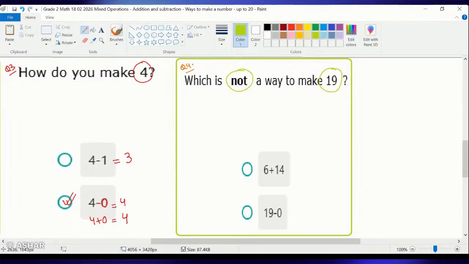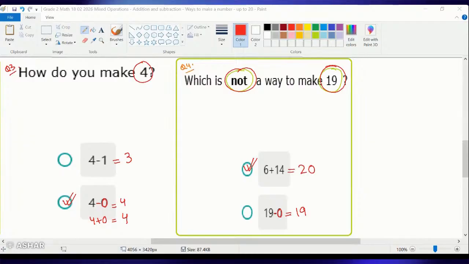Thank you. Because 6 plus 14 is 20. And whenever we subtract a 0 from any number, it stays the same. And we have to find not a way to make a 19, right? That means this is the option, right? Agreed? Okay, great. Let's have a look at another question, one more question.